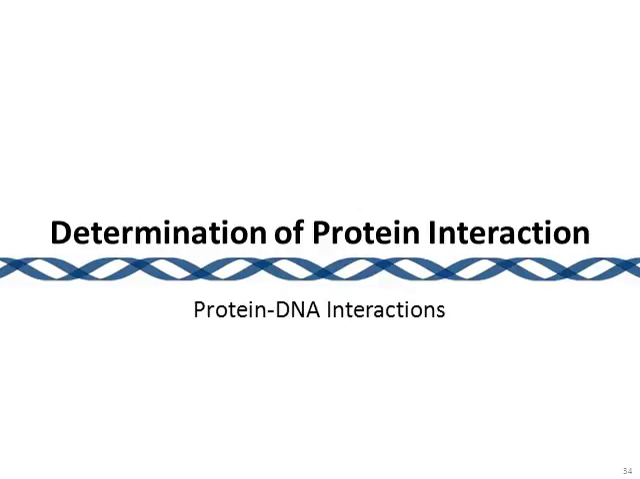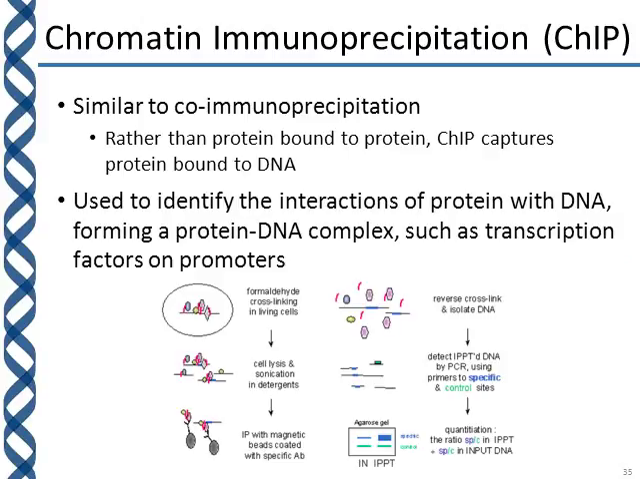The next group of protein interactions we will discuss are protein-DNA interactions. Chromatin immunoprecipitation, or ChIP. This is similar to co-immunoprecipitation. However, rather than a protein bound to a protein, ChIP captures protein bound to DNA, and it is used to identify the interactions of proteins with DNA, forming a protein-DNA complex, such as transcription factors on promoters.